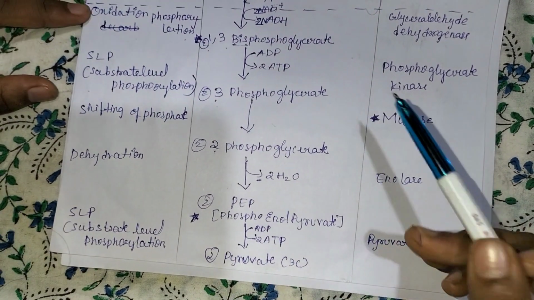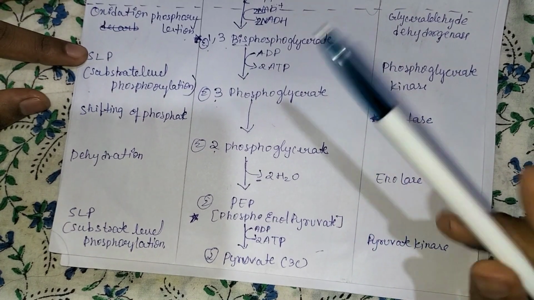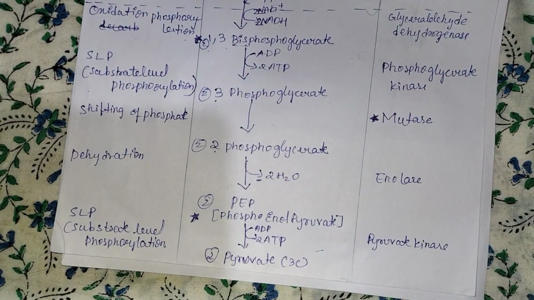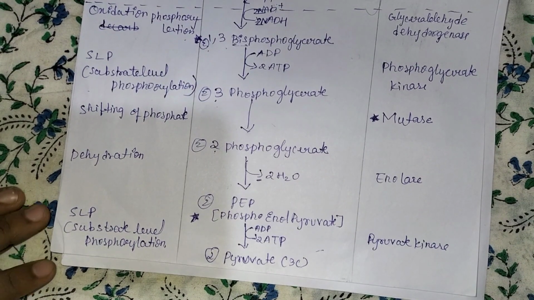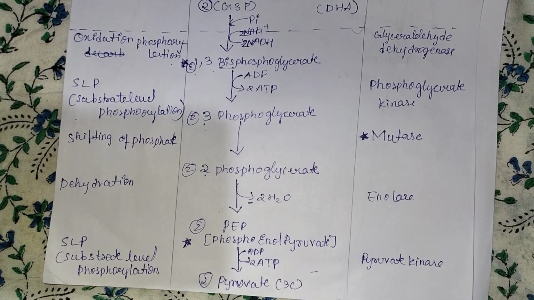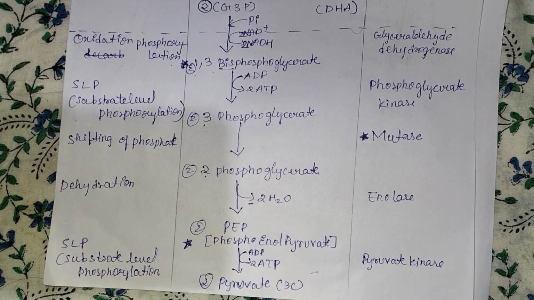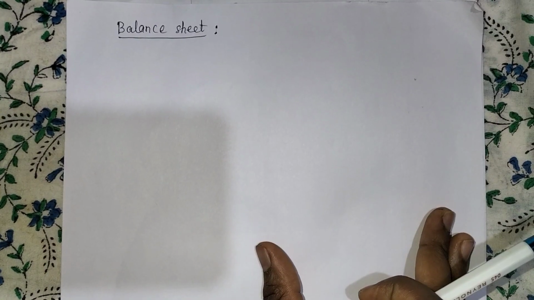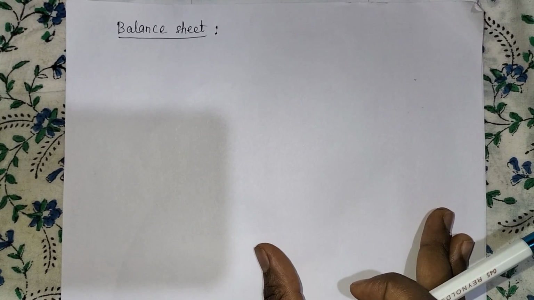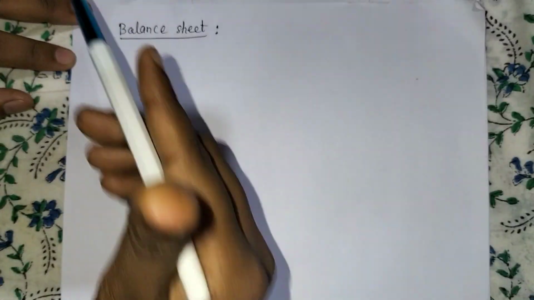Okay, important steps are 7th and 10th because in both these steps there is production of ATP. Okay, got it? I hope you guys understood this. So next we'll go for the balance sheet. In the balance sheet we'll get to know how many ATPs were produced.